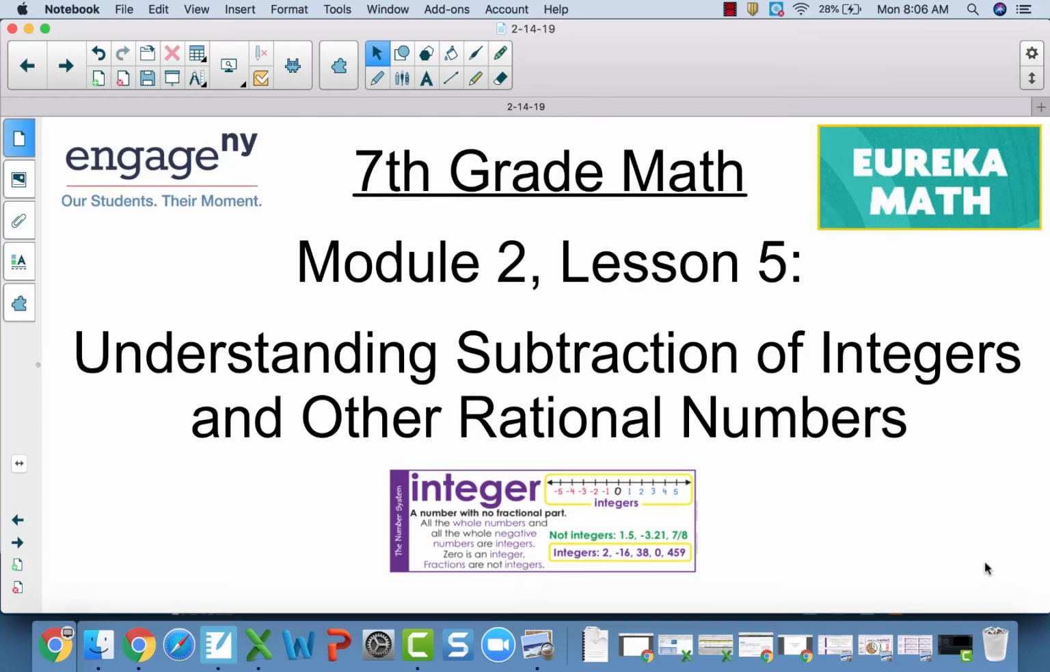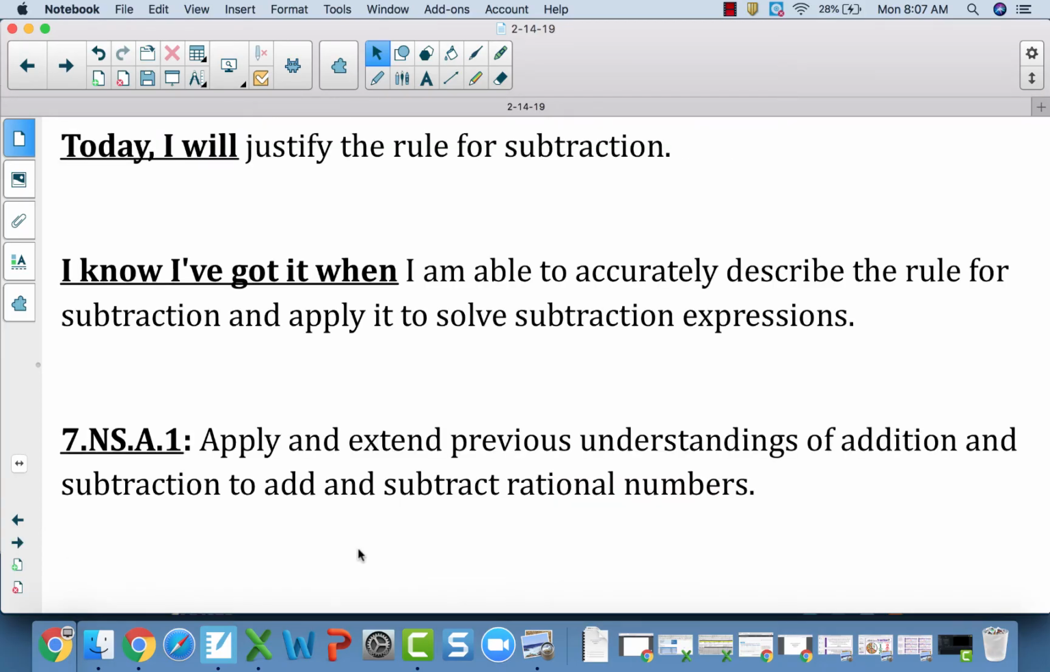This video takes a look at Module 2, Lesson 5, Understanding Subtraction of Integers and Other Rational Numbers. So Lesson 5 is the first lesson in Module 2, where we are transitioning away from adding integers to subtracting integers. Today you guys are going to justify the rule for subtraction.